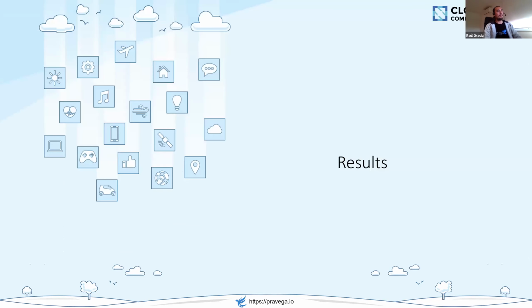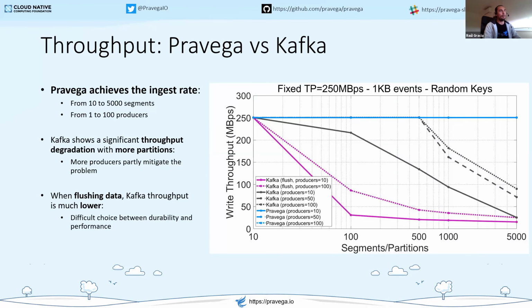So that being said, let's go over the results. We are going to focus on both throughput and latency. So let's start with throughput. In this plot, you can see that Pravega can achieve the 250 megabytes per second irrespective of the number of producers and number of segments. You can see the blue lines on top of the 250 megabytes per second target rate all the time.